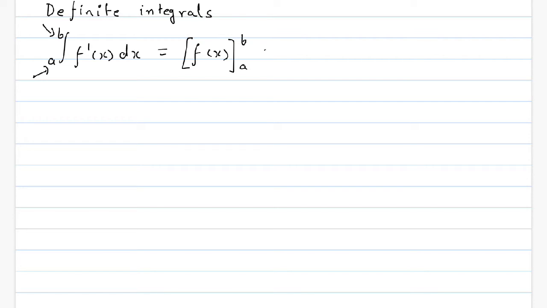Now after finding our indefinite integral, we put our limits like this, a to b, and it is always going to be the function's value at the upper limit minus the function's value at the lower limit. This is how we find our definite integral. We should get a constant value without any x, because we have substituted all values of x as upper value minus lower value. So this is called a definite integral.